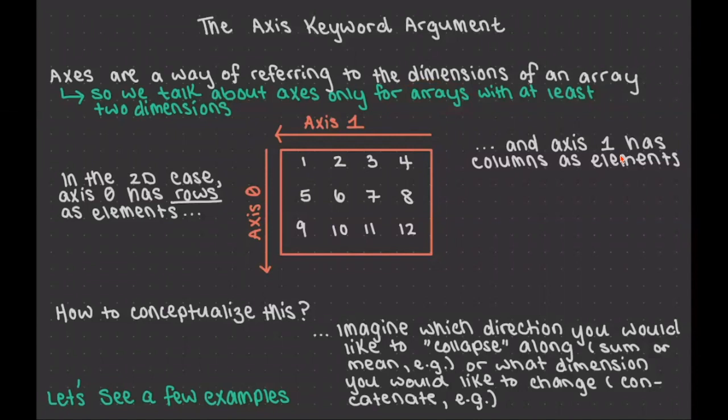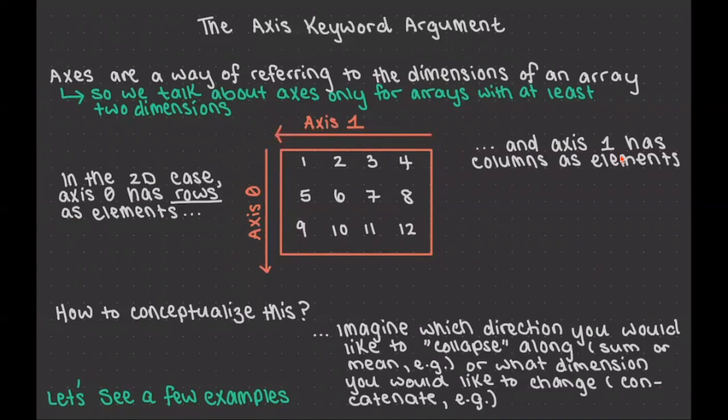Again, in the two-dimensional case, axis 0 is the rows axis, and you can think of it as having rows as elements. If that doesn't make sense, a more intuitive way is to imagine that we have an arrow running vertically from top to bottom. Similarly, we say that axis 1 has columns as elements, and we imagine a horizontal arrow running across the columns of the array.